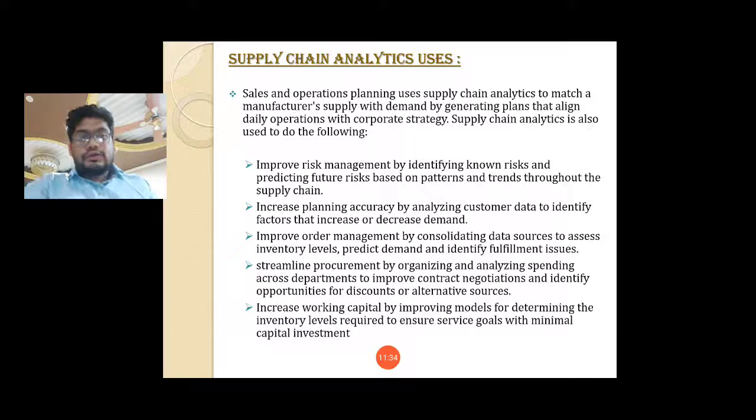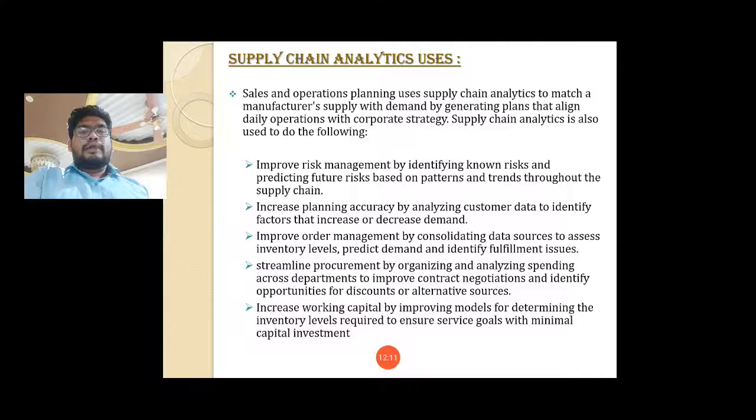Now, what are the uses of supply chain analytics? Sales and operations planning use supply chain analytics to match a manufacturer's supply with demand by generating plans that align daily operations with corporate strategy. Supply chain analytics is also used to do the following, which are mentioned below. It is used to improve risk management by identifying known risks and predicting future risks based on patterns and trends throughout the supply chain. It helps in increasing planning accuracy by analyzing customer data to identify factors that increase or decrease demand.